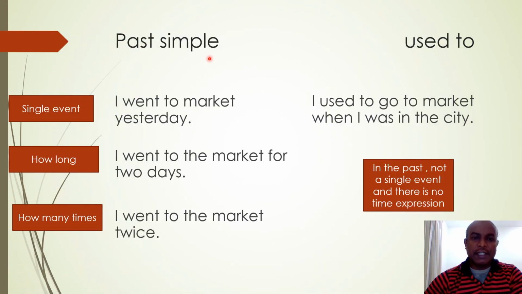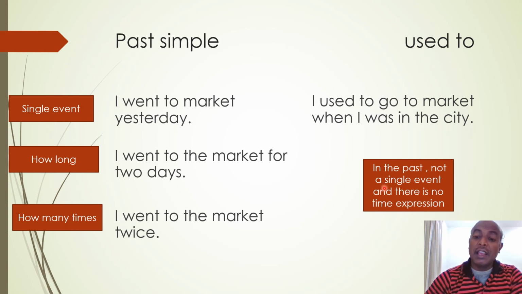Now let's look at the differences between past simple and used to. Past simple is used to talk about a single event and how long and how many times. For example, I went to the market yesterday. So it was a single event that happened yesterday one time. Then how long? So how many times did you go? So for 2 days. And how many times you went to the market? Twice. But used to is used to talk about the past activity which happened regularly.